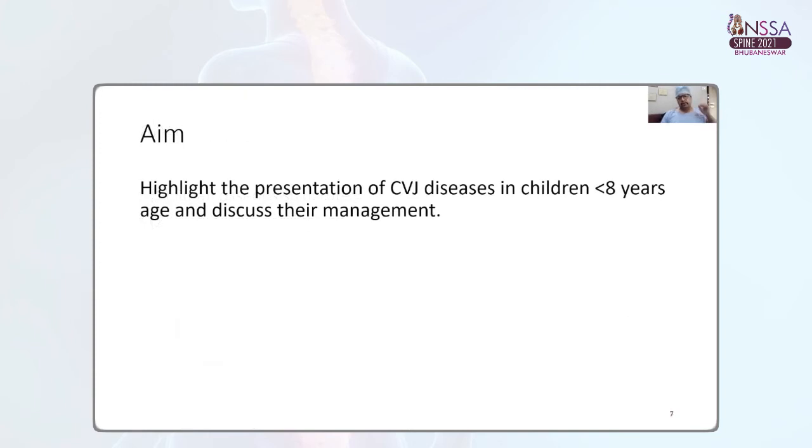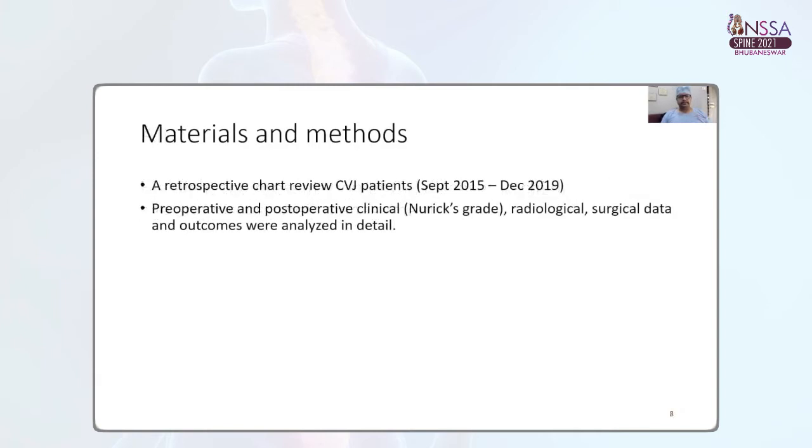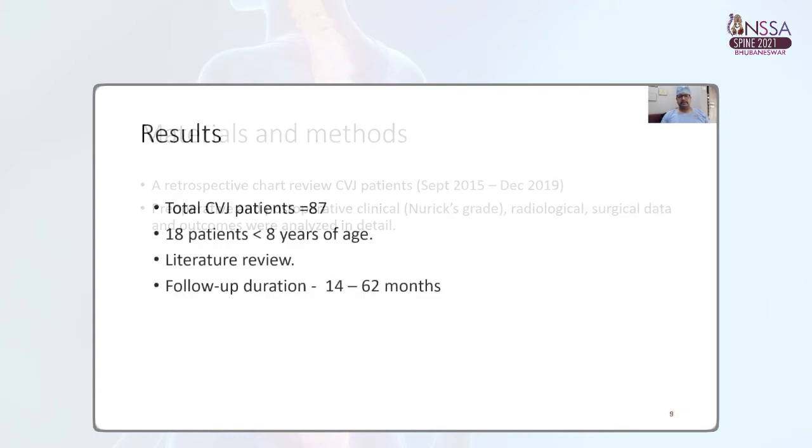So with this, we wanted to discuss the presentation of CVJ diseases in children less than 8 years and their subsequent management. So a retrospective chart review was performed from 2015 to 2019, and we analyzed the clinical, the radiological, and the surgical data and outcomes in detail. So we had a total of 87 CVJ patients, out of which 18 patients fulfilled the criteria of being less than 8 years, and these patients were subsequently analyzed.